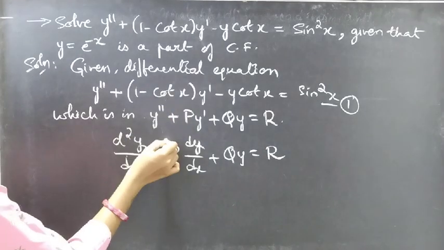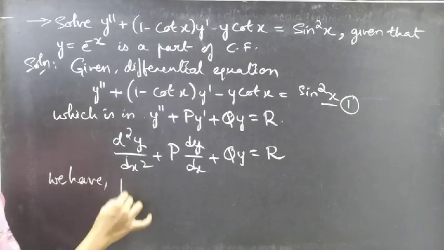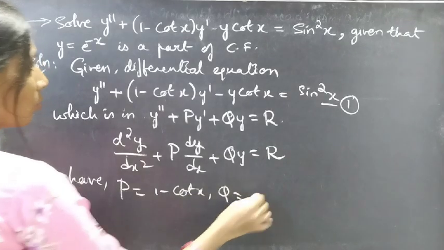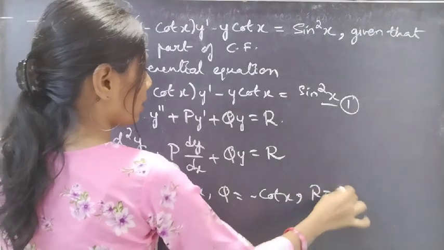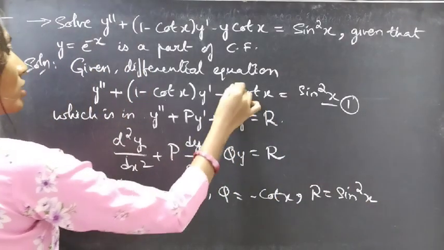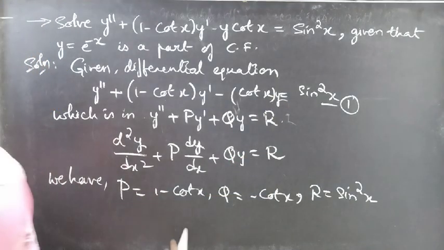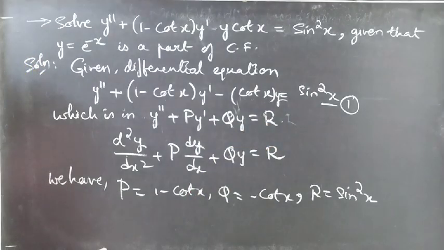Now compare these two equations. We'll get p, q and r. We have p equal to 1 minus cot x, q equal to minus cot x, and r equal to sine square x. Here you are having y cot x, or you can just write it as minus cot x into y, so that it will be easy to compare q, the coefficient of y. Fine. Now we got p, q and r.